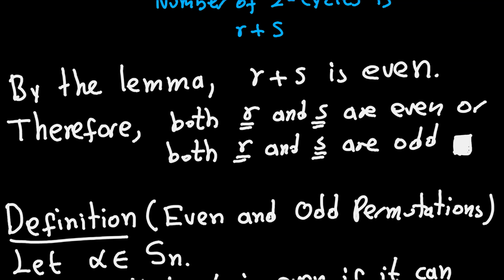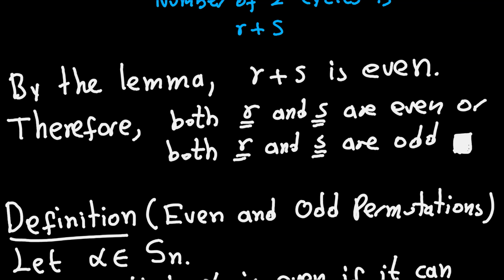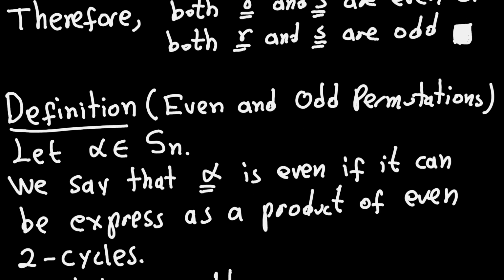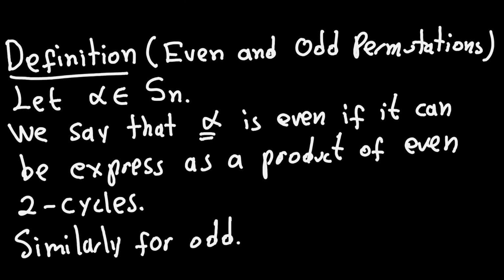So we prove our theorem that says every permutation, when you express it as a product of two cycles, the number of those two cycles is always even or is always odd. So that proves the theorem. Now that's an important fact that we're going to use later to describe a little bit more properties of the permutations. So let's look at this definition.